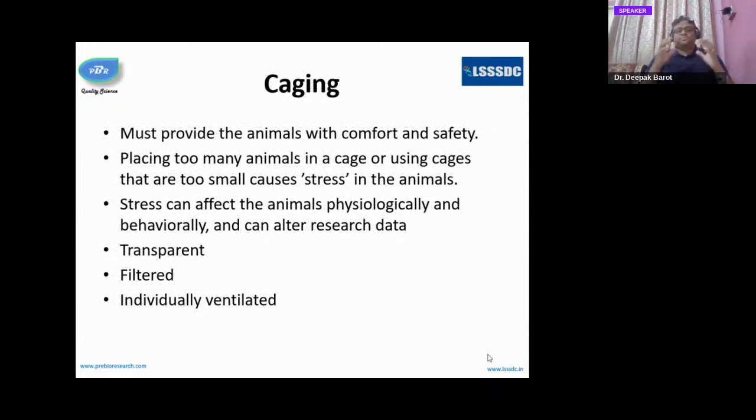Caging means make sure you can put them in a cage, but it should be comfortable. Each animal's space requirements are very well defined in the CPCSEA guideline. You can download this document from the CPCSEA site. The guideline is freely available. For each animal, the space requirements are defined, which will decide how many animals you can keep in each cage, whether a mice or rat cage or a rabbit cage, or for a guinea pig. Correct? And it should be transparent so that you can see through, filtered, and if possible, individually ventilated.